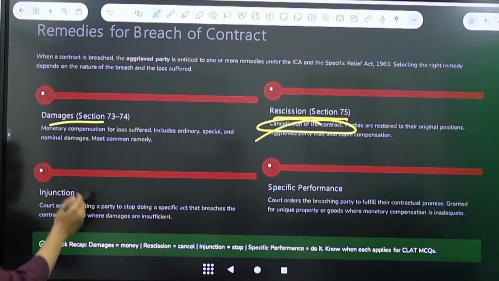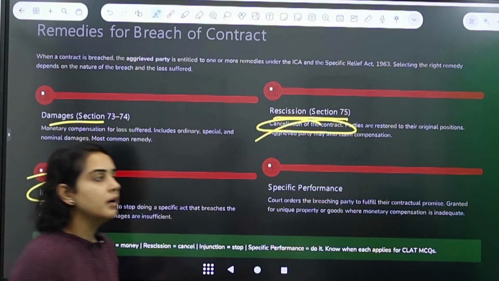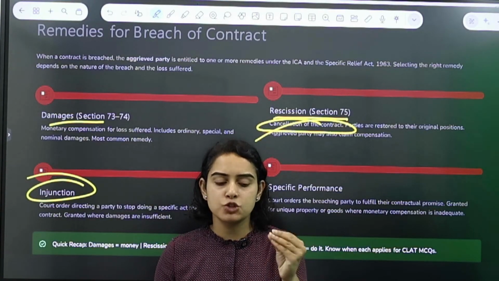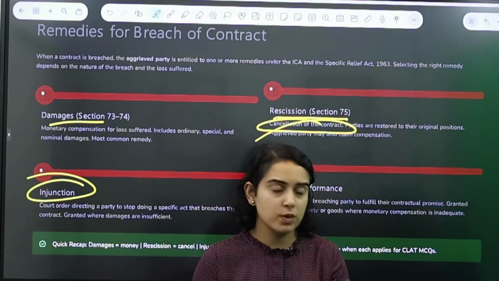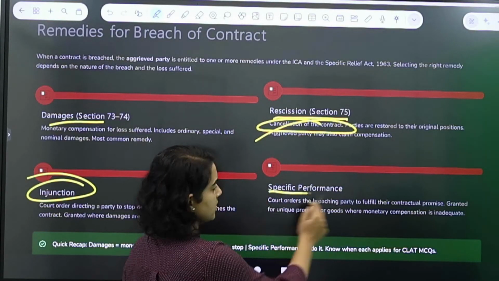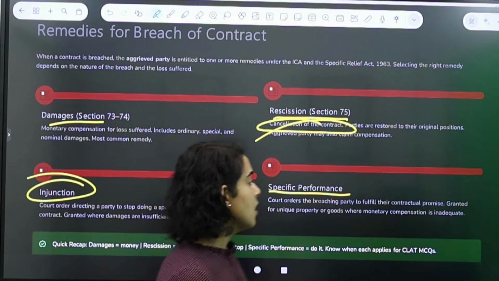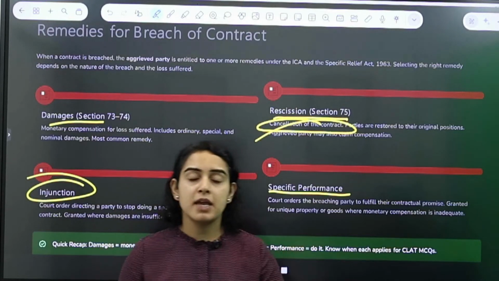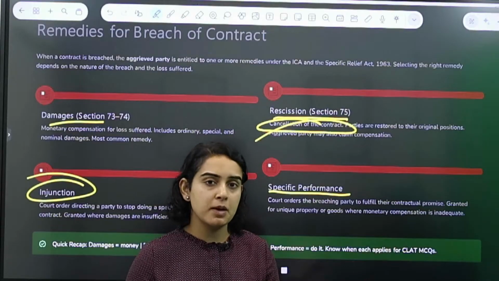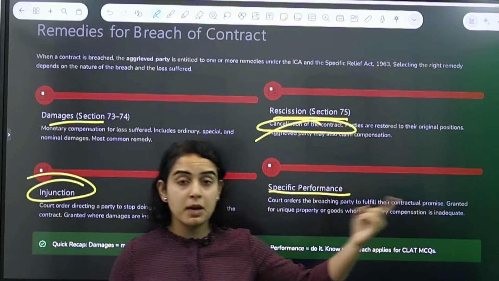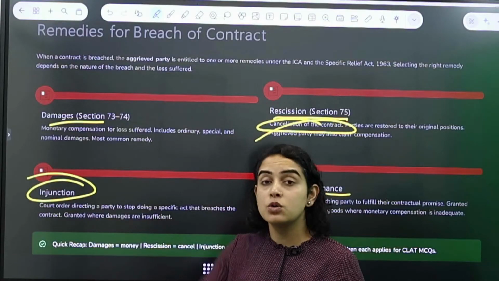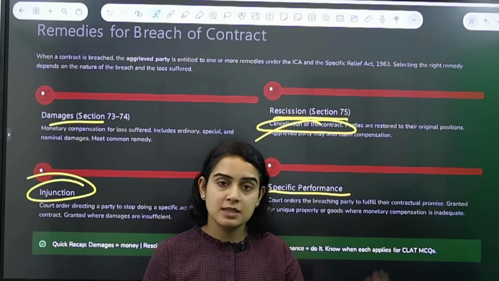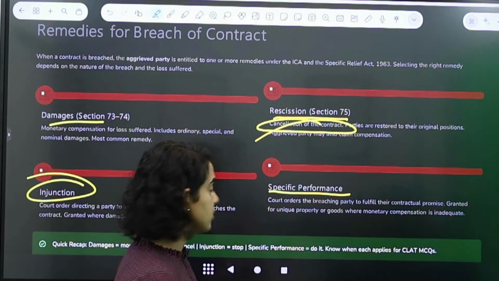And third is injunction. Injunction is where the court orders a temporary stay, or stops them temporarily from doing something. And last is specific performance. Specific performance is when monetary compensation is not enough and some extra effort or actions are required on the part of a party, then the court orders the other party to do something. Injunction is when the court stops them from doing something, and specific performance is when the court asks them to do something, apart from just money.